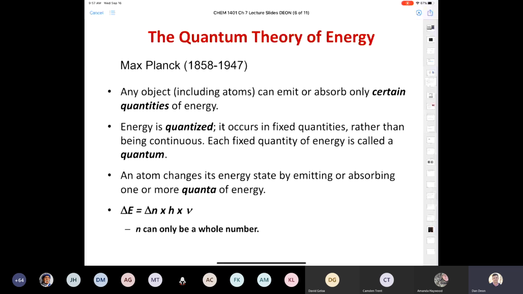Wow, that's really different than what we're used to in classical mechanics. And if you're wondering what classical mechanics is, all I mean is that in our everyday life, we could think about any quantity of energy, but he's saying that energy is in fact quantized. And if you're wondering what quantized means, I'll get to that too. It says here that energy is quantized, which means it occurs in fixed quantities only rather than being continuous.